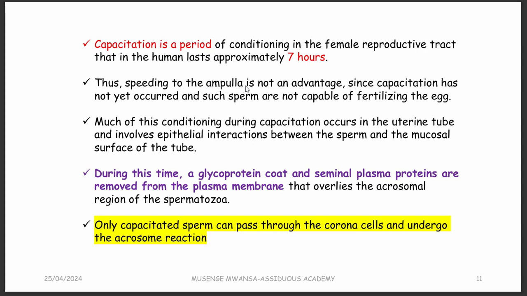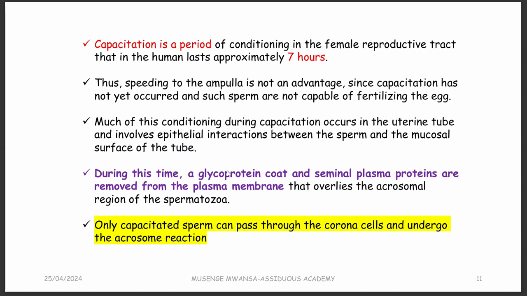So speeding to the ampulla is not an advantage for the sperm. Even if the sperm reaches the ampulla first, that doesn't mean it is the one that is going to fertilize the egg, because it's only the sperm that has been capacitated that is capable of fertilizing the egg. Much of the conditioning during capacitation happens in the uterine tubes and involves epithelial interaction between the sperm and the mucosal surface of the tube. The sperm is interacting with the mucosa of the fallopian tube, and that is also disqualifying some sperms which are not supposed to reach the egg.